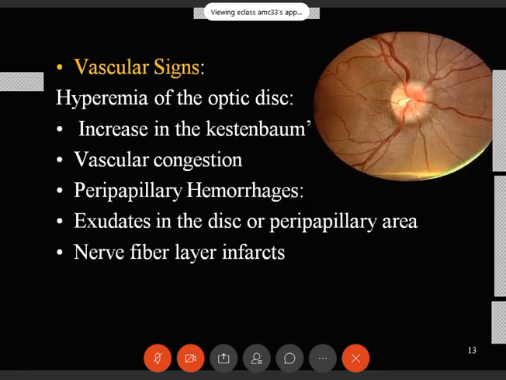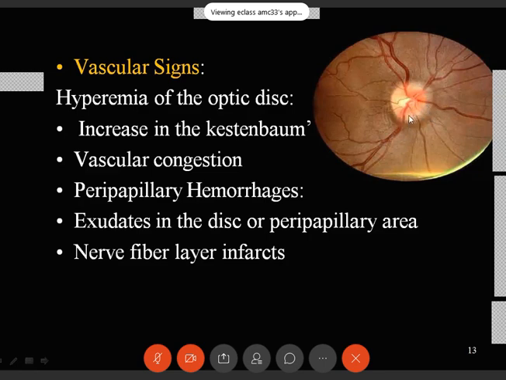Vascular signs of the hyperemic disc. The disc is hyperemic, and a reddish hue is present. In Kestenbaum sign, the number of vessels over the disc is increased. Vessels are tortuous and congested. Veins are tortuous, with engorgement and congestion of the veins. Veins are sometimes buried.